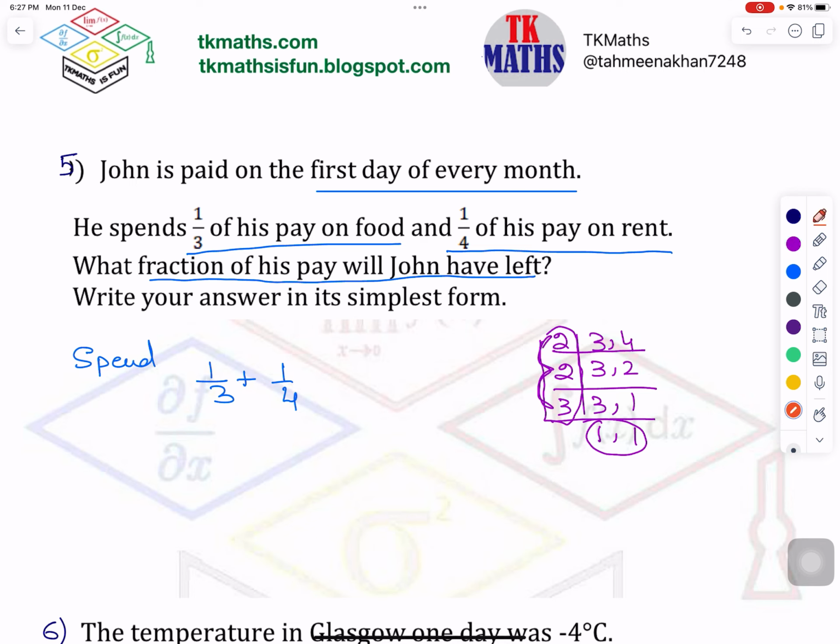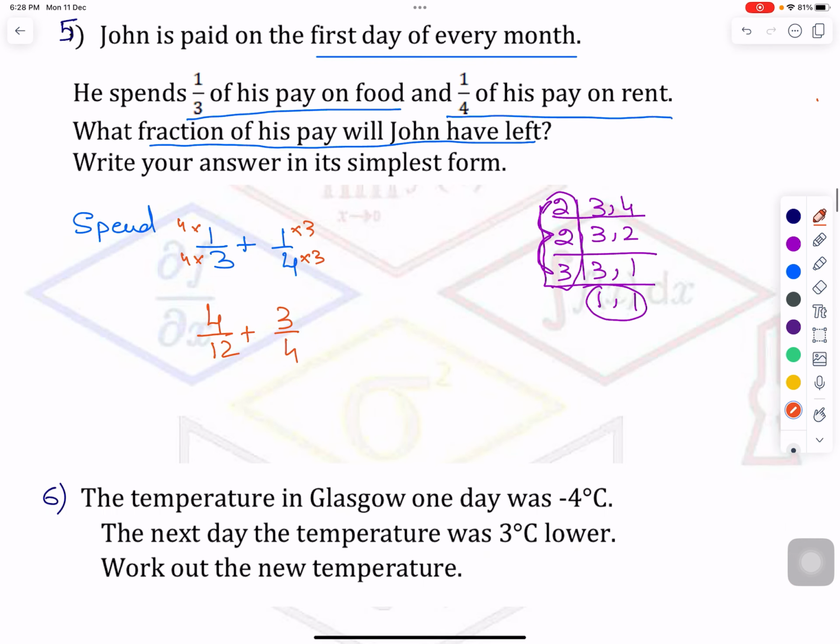It means you will multiply this by 4 and this by 3. So it will be 4 upon 12, 3 upon 12. This could be done mentally because 3 and 4 are small numbers and mostly people know. Sorry, I have written 4 here, my mistake. So sorry. This is called a careless mistake. Anyway, now the denominator is the same, so I can add the numerators. It is 7 upon 12. Now this is the fraction John spent.